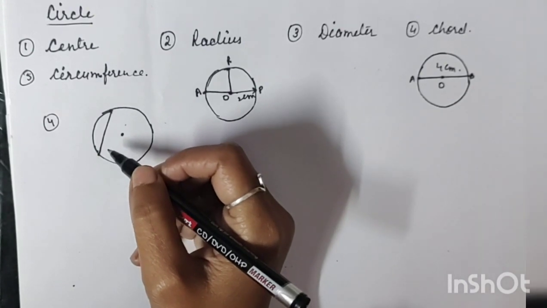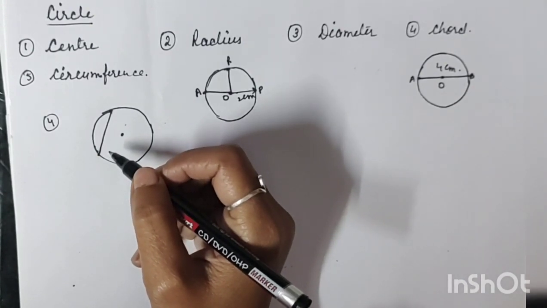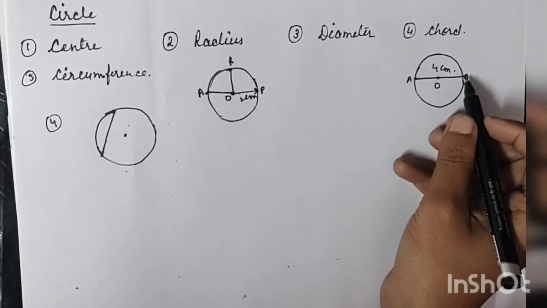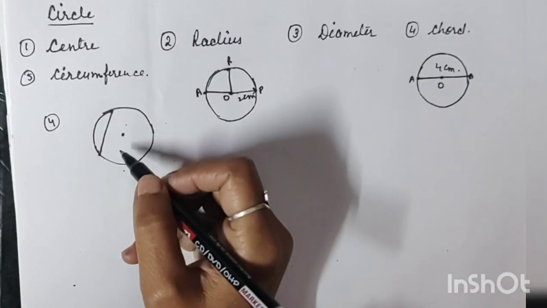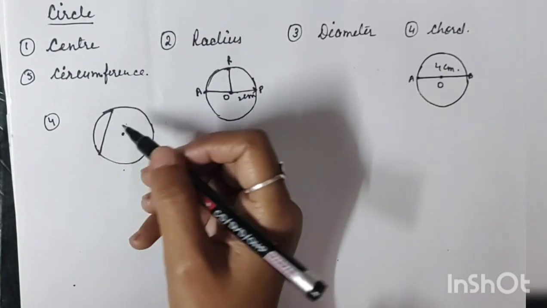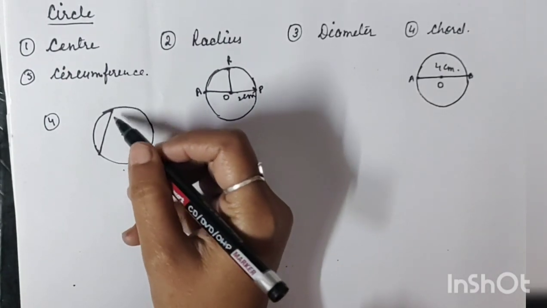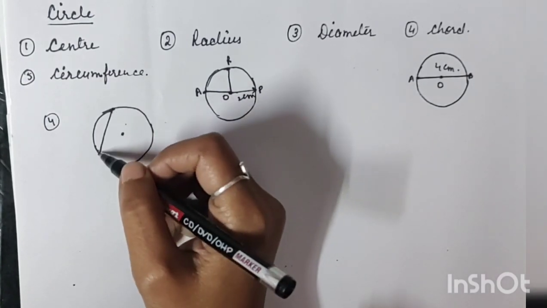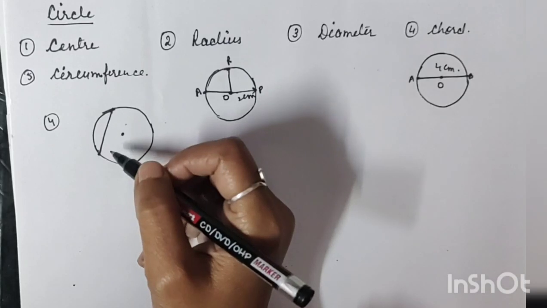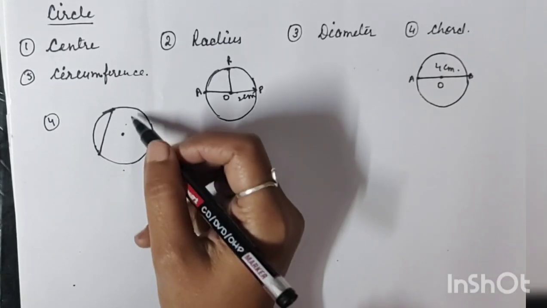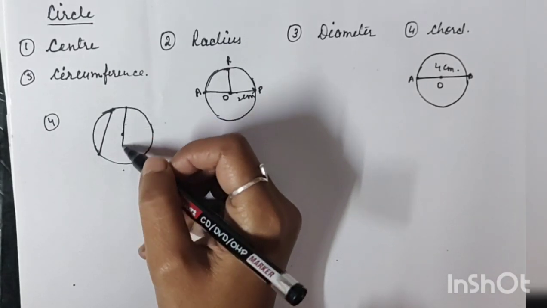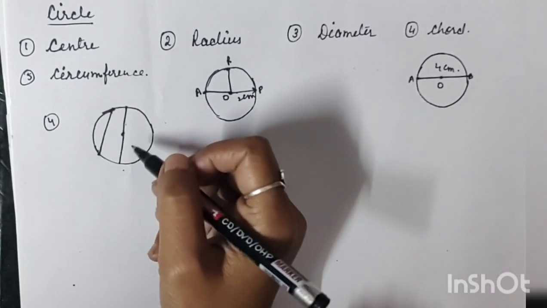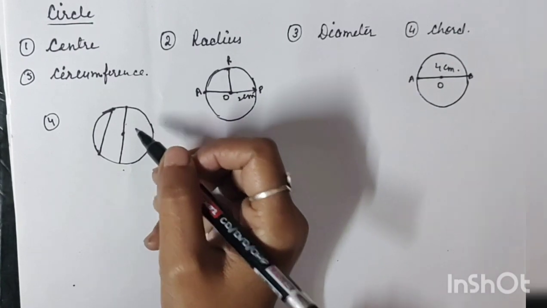And what is the difference between chord and diameter? For a diameter, the condition is that it must pass through the center of the circle, but in the case of a chord, we can draw a line from one point on the circumference to another, and it is not mandatory that it passes through the center. It can pass through it, right? In this way we can draw the chord of the circle, right?